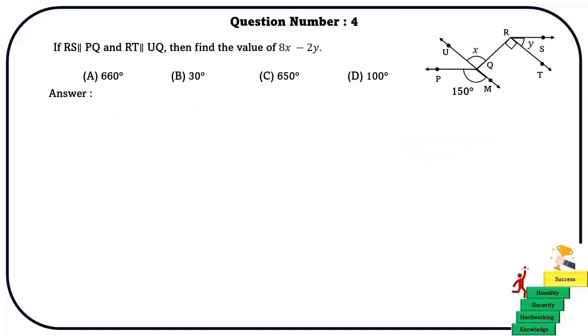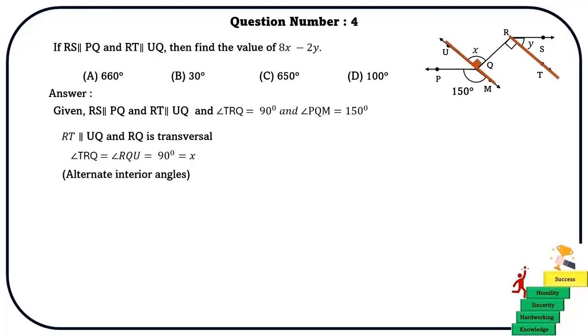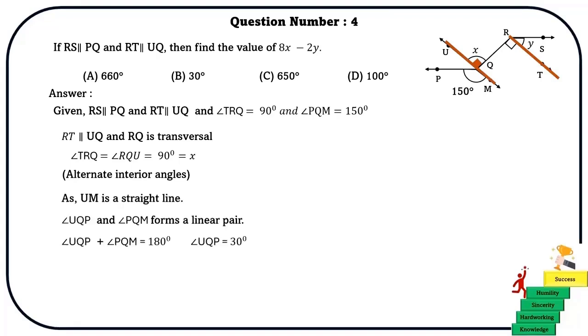Question number 4. If RS is parallel to PQ and RT is parallel to UQ, then find the value of 8x minus 2y. Given RS is parallel to PQ and RT is parallel to UQ and angle TRQ is equal to 90 degrees and angle PQM is equal to 150 degrees. RT is parallel to UQ and RQ is a transversal, so angle TRQ is equal to angle RQU which is equal to 90 degrees, that is x, because they are alternate interior angles.